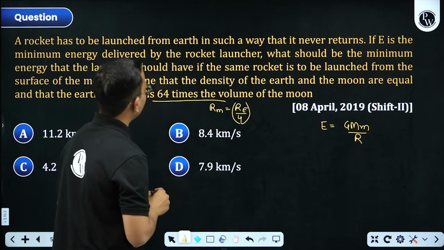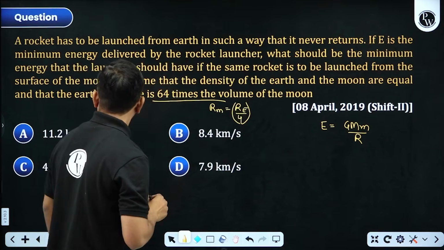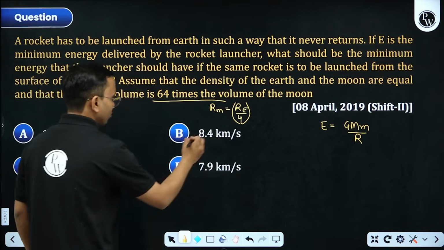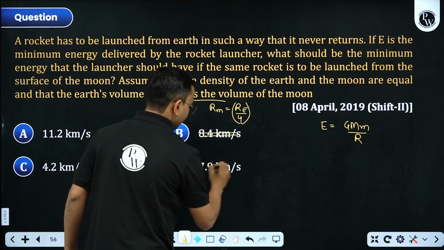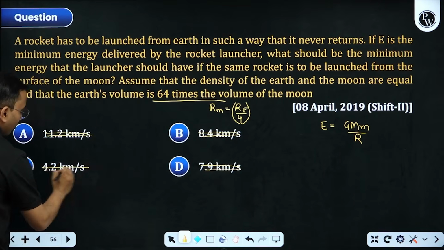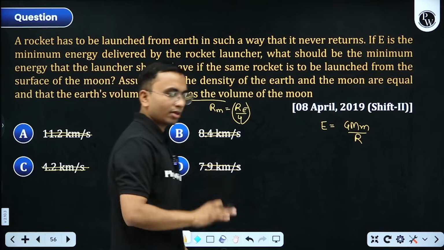Here it is asking for energy, not speed. These options are incorrect by mistake. These options are of the previous question. Anyways, we'll come to the answer.